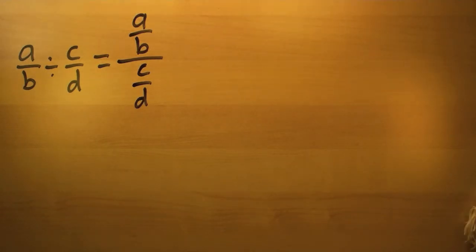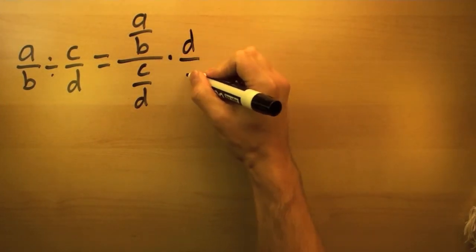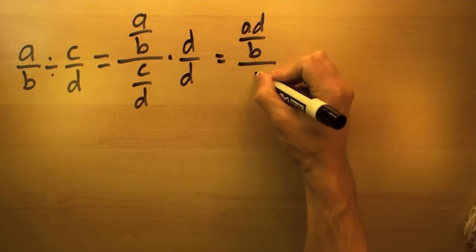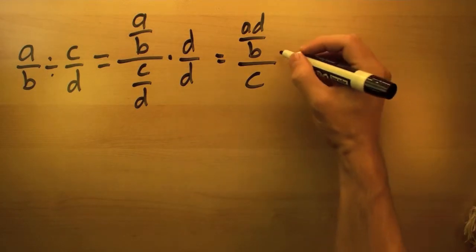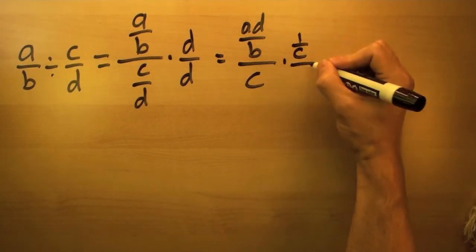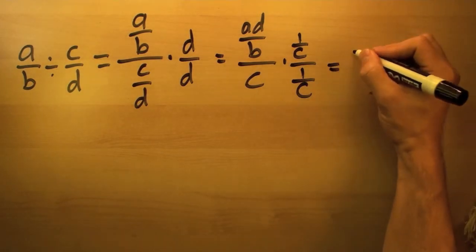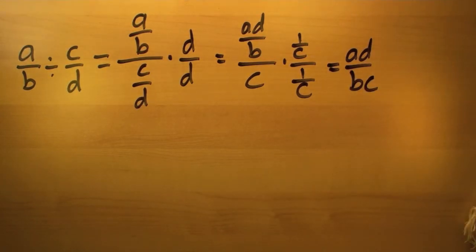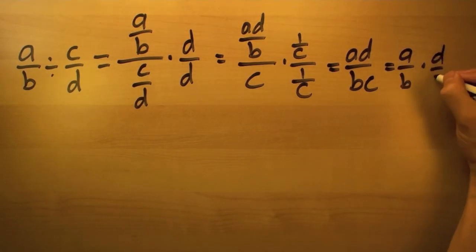And notice that if we multiply the top and bottom of the big fraction by d, we would get AD over B divided by C. Now what if we divide the top and bottom of the big fraction by C? The C's on the bottom would cancel, and we'd be left with AD over BC. And notice that that's just really equal to A over B times D over C.